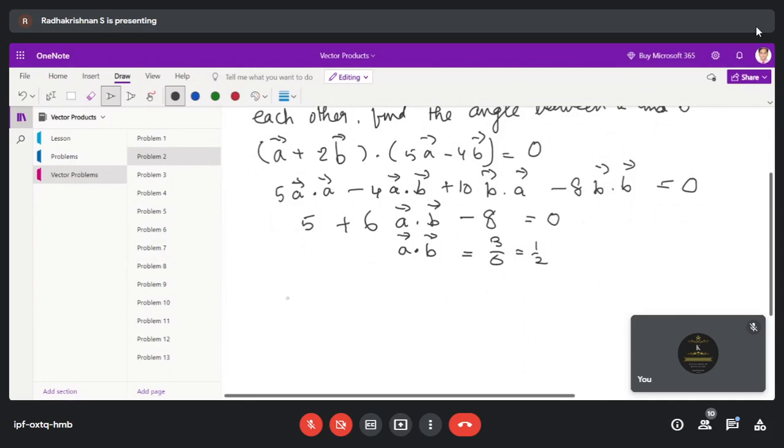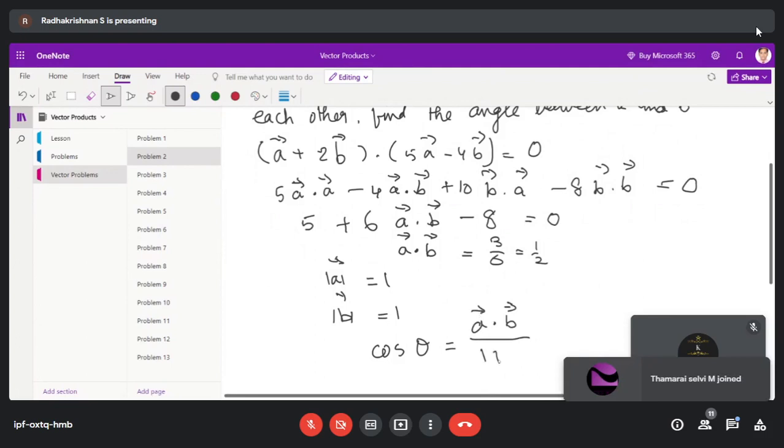So we know that magnitude of A is 1, magnitude of B is 1, and A dot B is half. So what is the angle between A and B? Theta is equal to 90, sir. Cos theta equal to? A dot B divided by magnitude A into magnitude B.